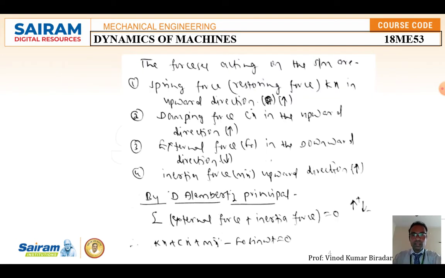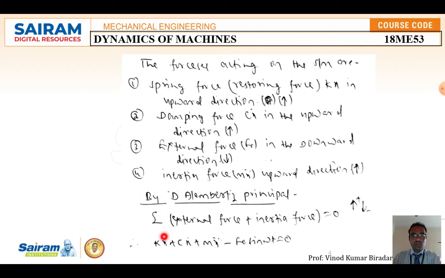How many forces are acting on it? The forces acting on the system are the spring force, called the restoring force, k x, acting in the upward direction. The damping force, c x dot, is also acting in the upward direction. The external force F naught sine omega t acts in the downward direction, and the inertia force m x double dot is acting in the upward direction. Upward direction you take as positive, and downward direction you consider negative. According to the D'Alembert principle, the summation of external forces plus inertia force is equal to 0.